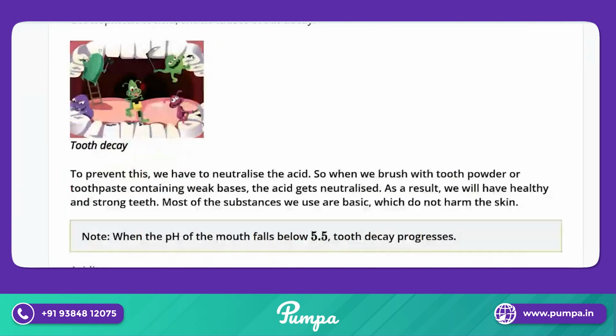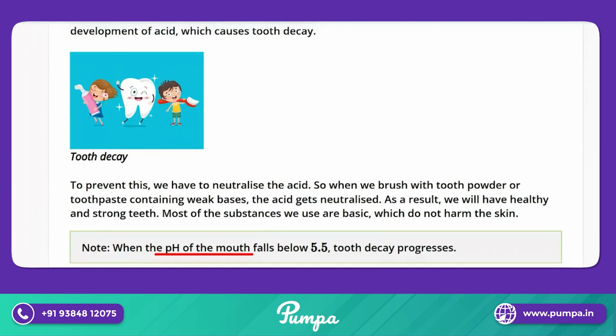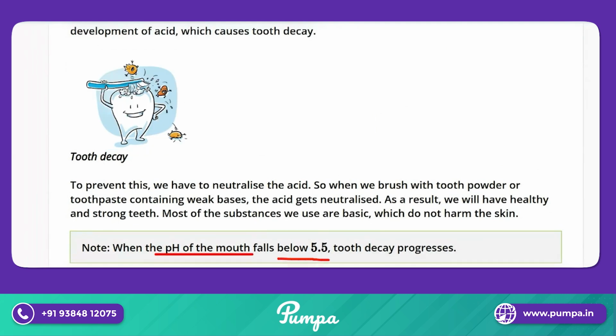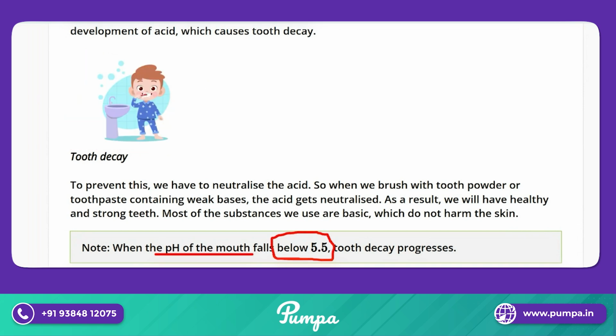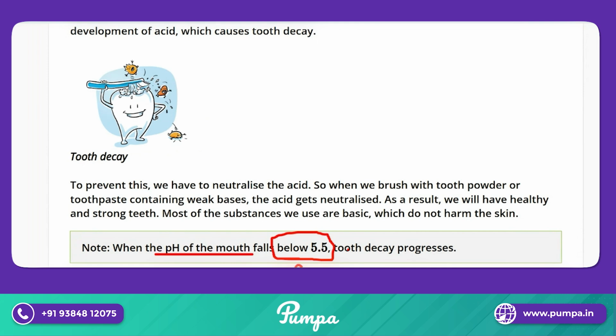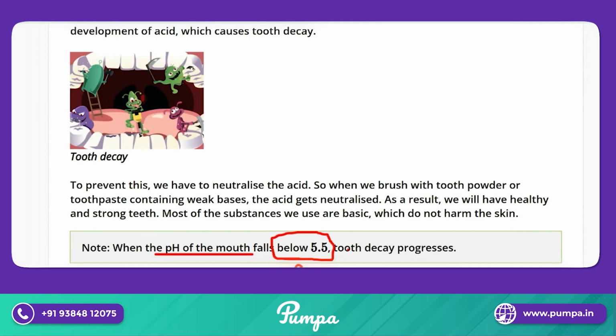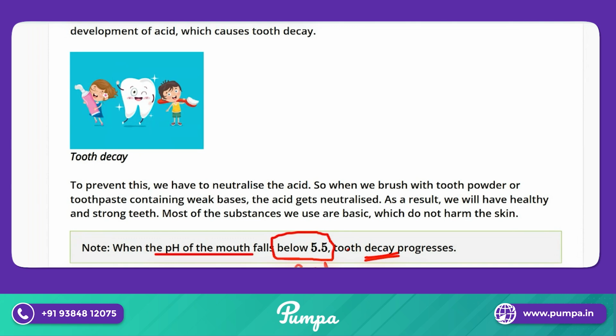Okay, so you can see the range of the pH here. When the pH of the mouth falls below 5.5, what does this mean? Below 5.5 pH, it will become highly acidic. Yes, an acidic environment is created at that place. So the tooth will start to decay. The tooth decay process will start to happen.